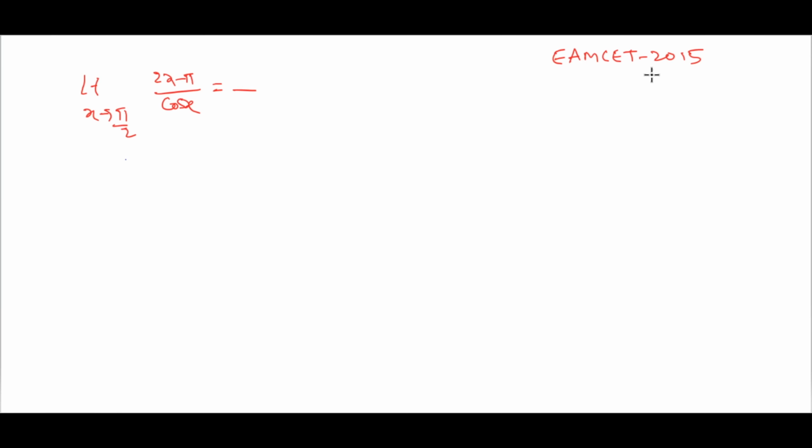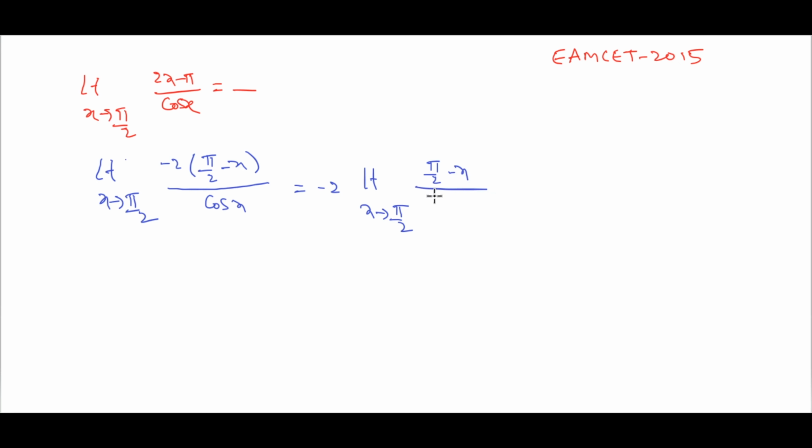Friends, this problem is from EAMCET 2015. Here is given limit x tends to pi by 2, 2x minus pi by cos x. So that is equal to limit x tends to pi by 2. Please take minus 2 common, that is 2 into (pi by 2 minus x) by cos x. So here minus 2 is constant, minus 2 into limit x tends to pi by 2 of (pi by 2 minus x) by cos x, which is written as sine of (90 minus x). Here it is x by sin x, this total value is equal to 1, that is minus 2 into 1, that is equal to minus 2.